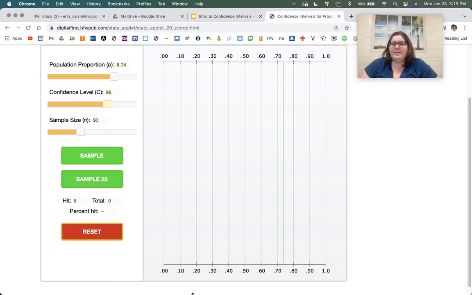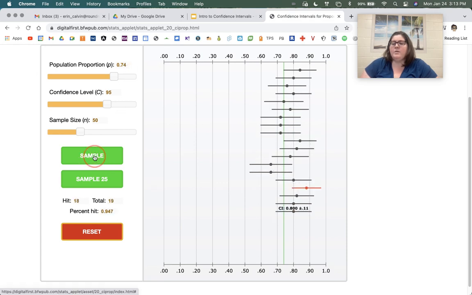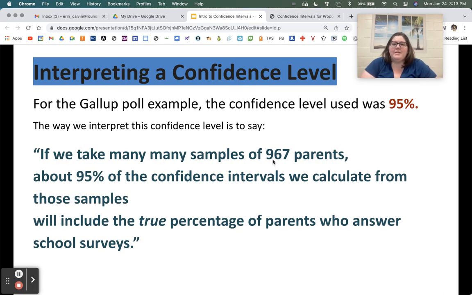So again, if I go back to that visual, right, when I take samples, in this case, I have the true proportion set at 0.74. Okay. Most of the time, my interval is capturing that true proportion. 1 out of a total of 25 intervals missed it. So my confidence level is saying if I repeat this process many, many times, right, about that percent or 95% of the intervals we calculate should include that true proportion of parents that we're trying to estimate.